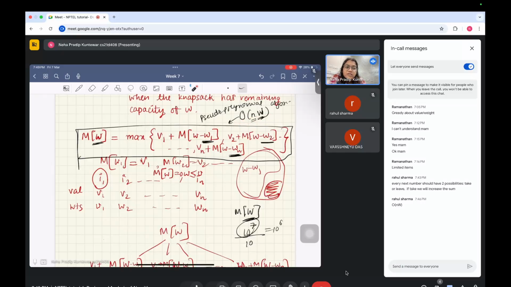And there are again several applications of knapsack problems. There are lots of problems that can be converted into a knapsack instance, and then you can simply use the solution to knapsack to solve them.